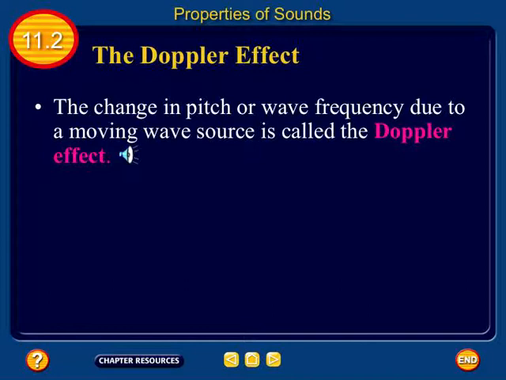Okay, and the Doppler effect is an apparent change in frequency due to a moving wave source, or due to a moving sound wave. The sound waves always move. Due to moving things.